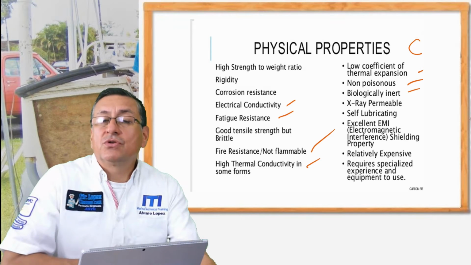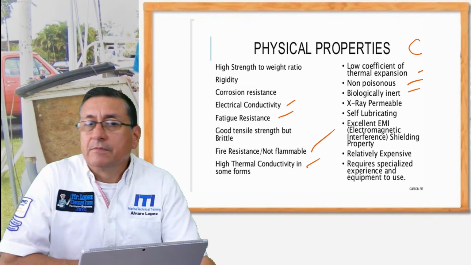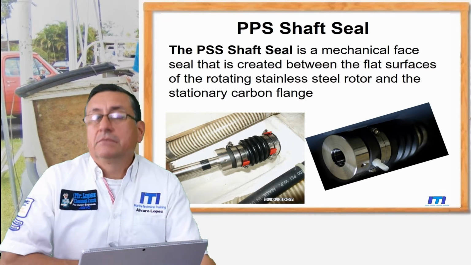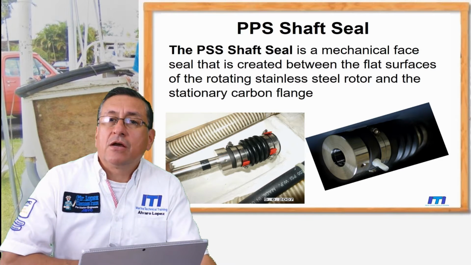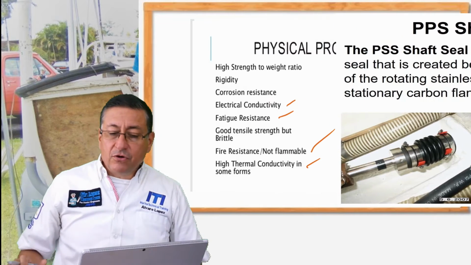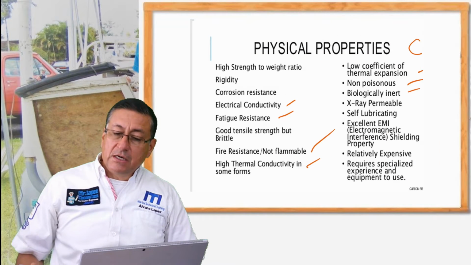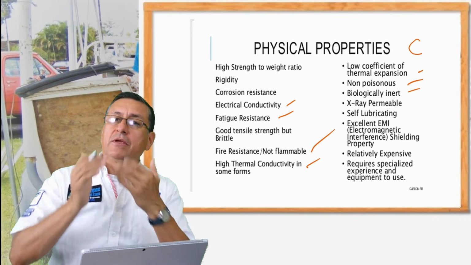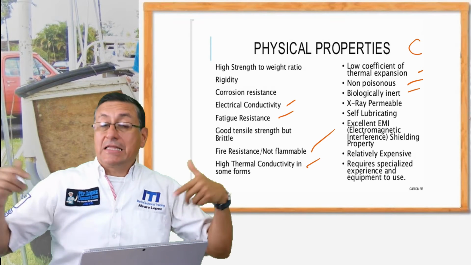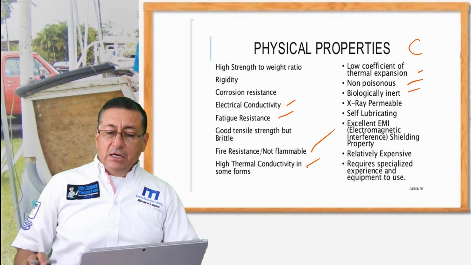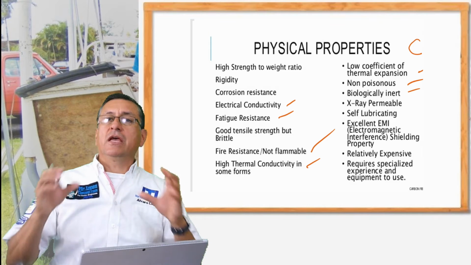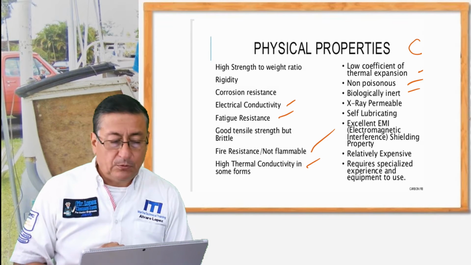You remember we used graphite as a lubricant. You remember the bellows stuffing box and the PPS stuffing box? Yeah, the graphite in permanent contact with the stainless steel. This is a great example. This is excellent for electromagnetic interference, in order to cover elements and avoid the electromagnetic interference attacking those elements in alternators. It's expensive and requires specialized equipment to manipulate the carbon.